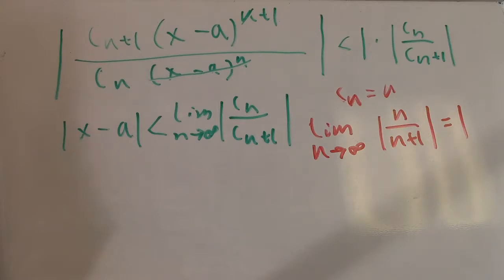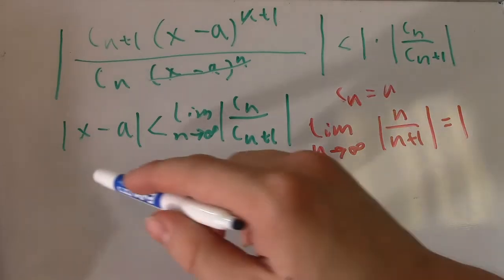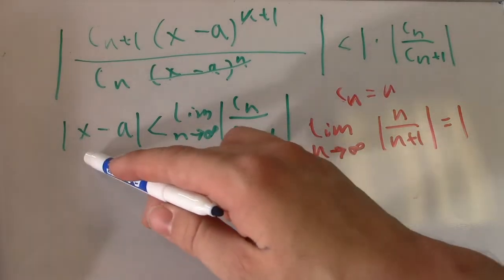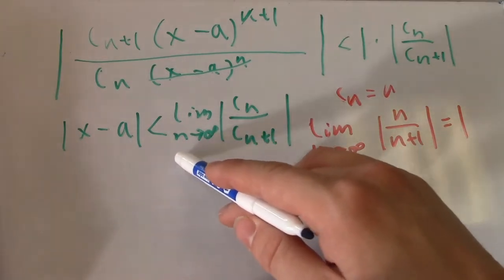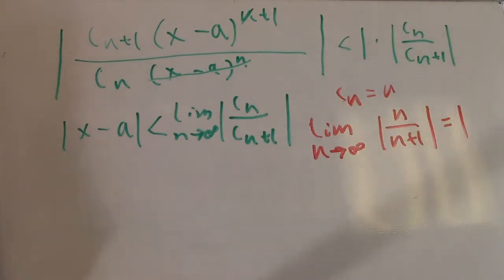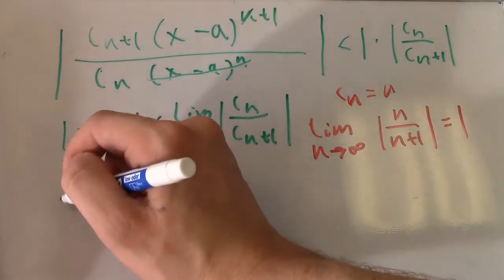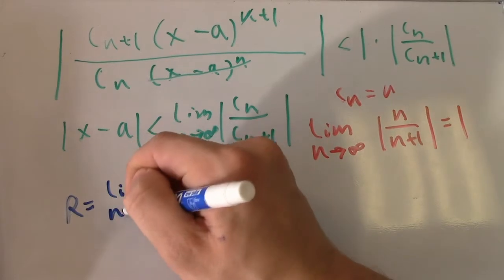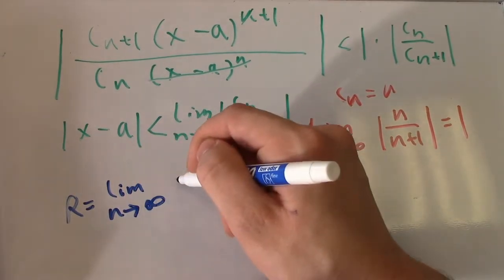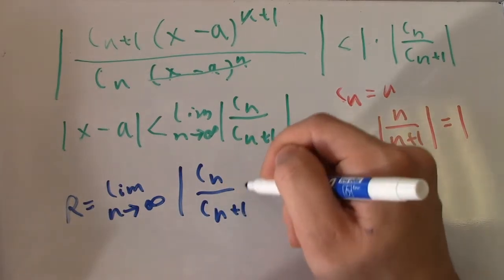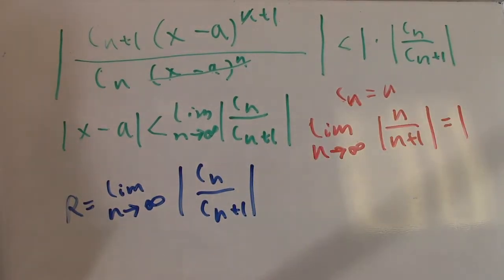Now, you may notice a few similarities between this and our radius of convergence. We have the absolute value of x minus a is less than a term. And in fact, this term is equal to our radius of convergence. So we can write r equals the limit as n approaches infinity of the absolute value of c sub n over c sub n plus 1. And that is how we would find our radius of convergence.